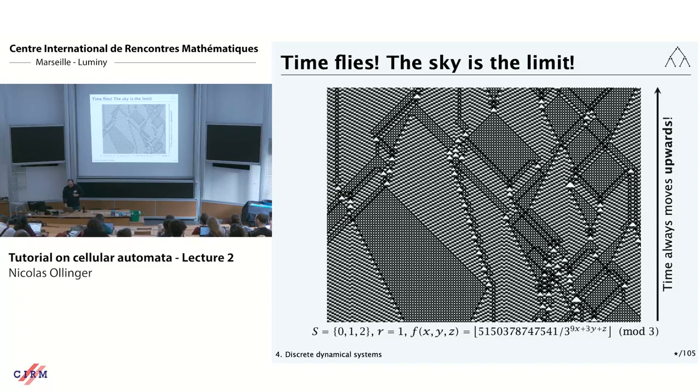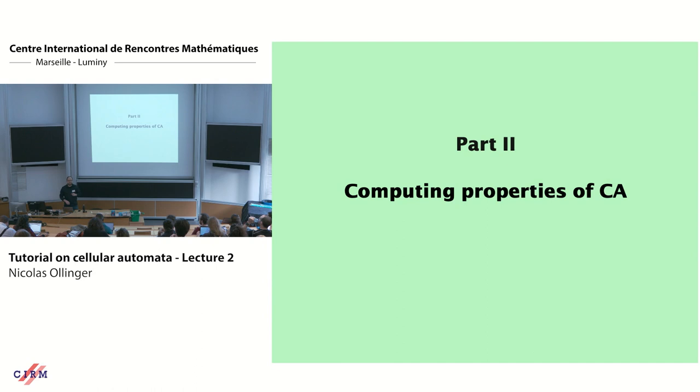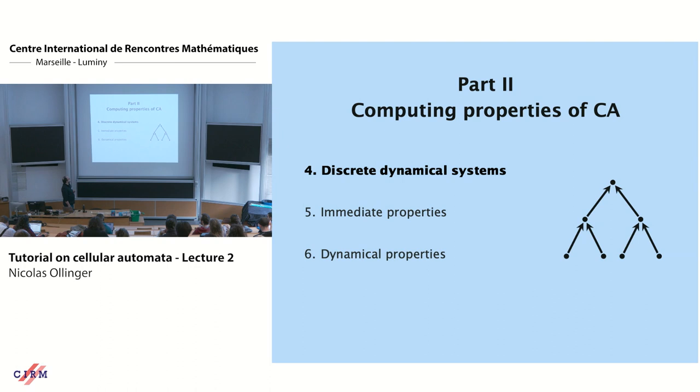Let me just remind you where we are. We are into the properties of cellular automata that we want to compute. So we are given a cellular automaton, and we want to test if some property is true or not. And so I was first giving some definitions about discrete dynamical systems. I will continue this way. And then I will investigate first the immediate properties of the cellular automata, and then some more dynamical properties about attractors of those objects.